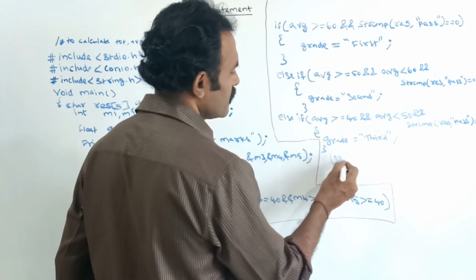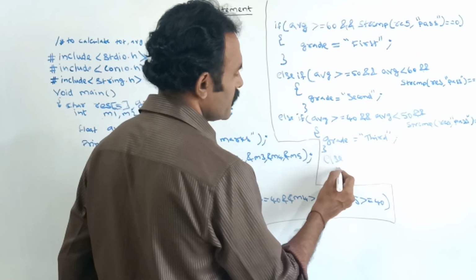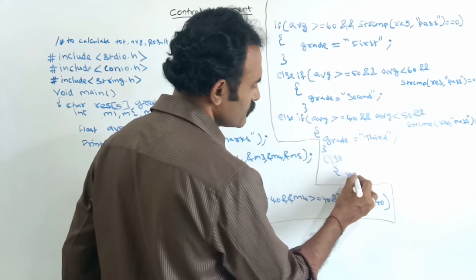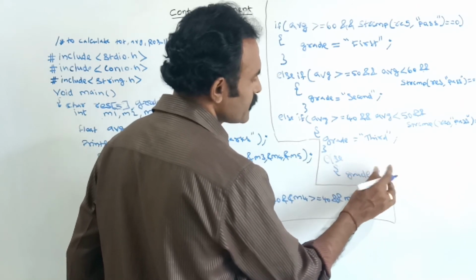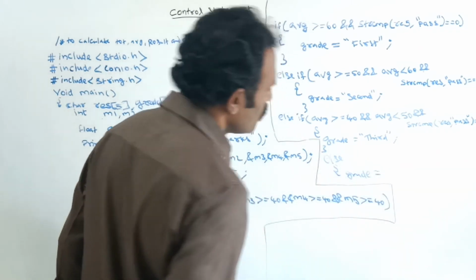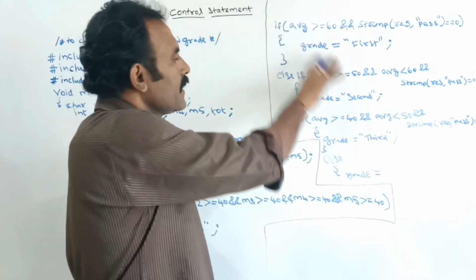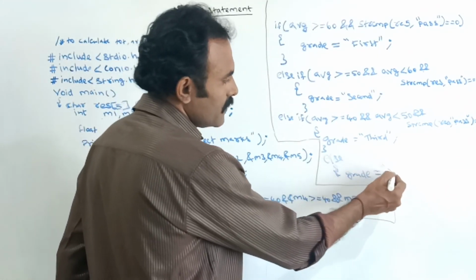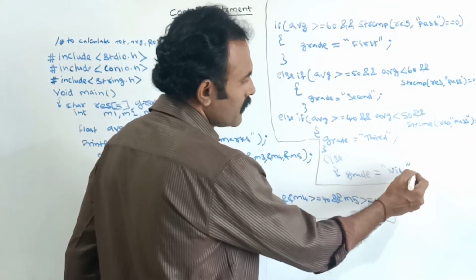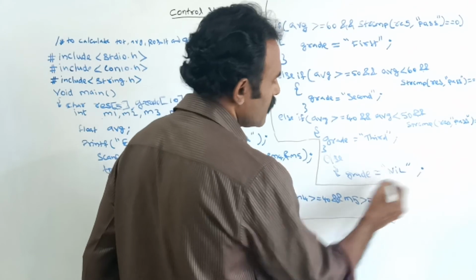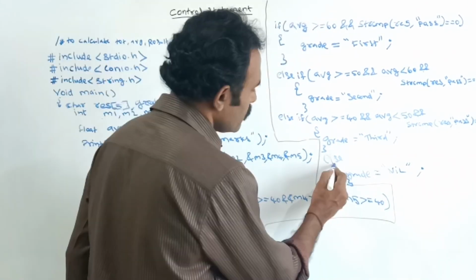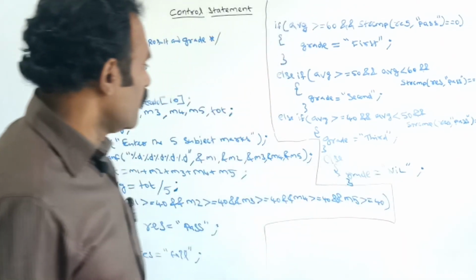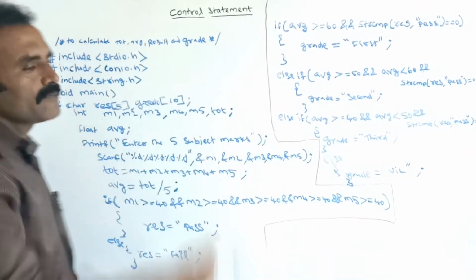Else otherwise, here grade is equal to fail. For if these 3 conditions were not satisfied, then the student has no grade. Here grade is equal to fail or nil. So here grade is equal to nil, or we can write it as fail also. So next, up to this we have found the total mark, average mark, result and grade.